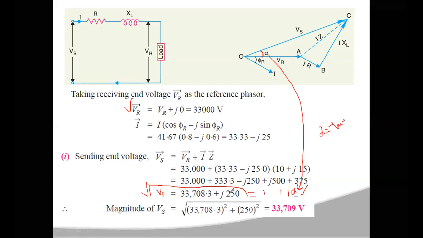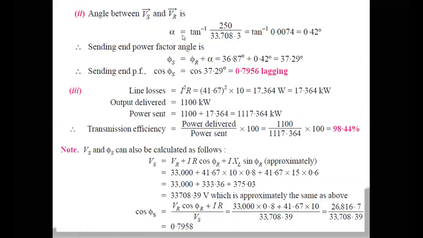If it is x plus jy, then the angle can be written as tan inverse of y by x. And y here is 250, and x here is 33,708.3. Like this, you can calculate the alpha value. Alpha is tan inverse of 250 by 33,708.3, so the value of alpha is 0.42 degrees.